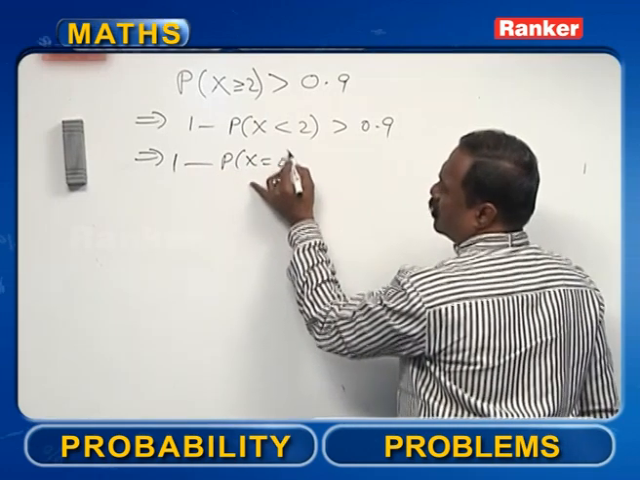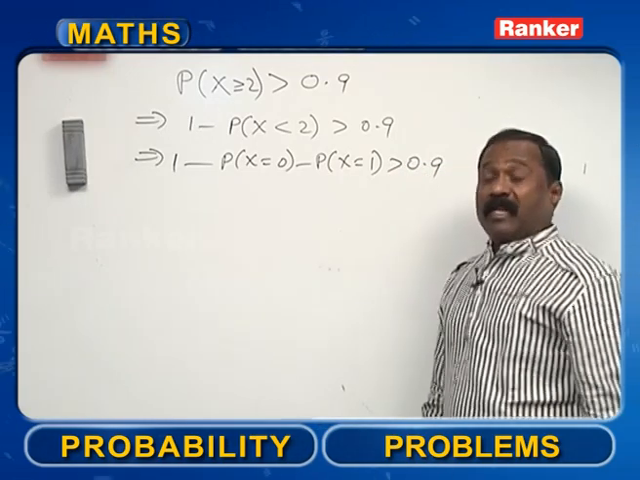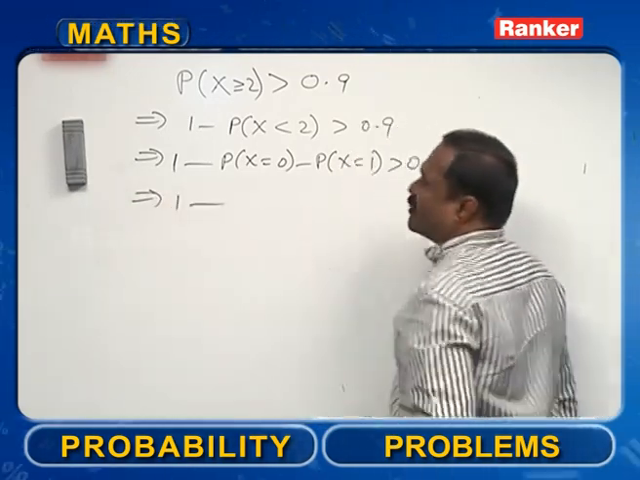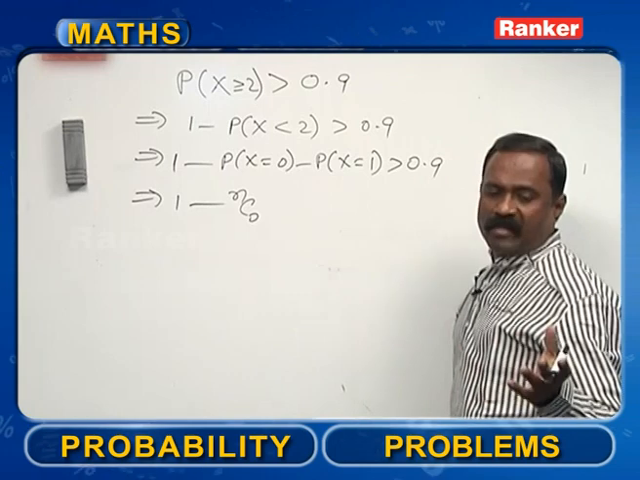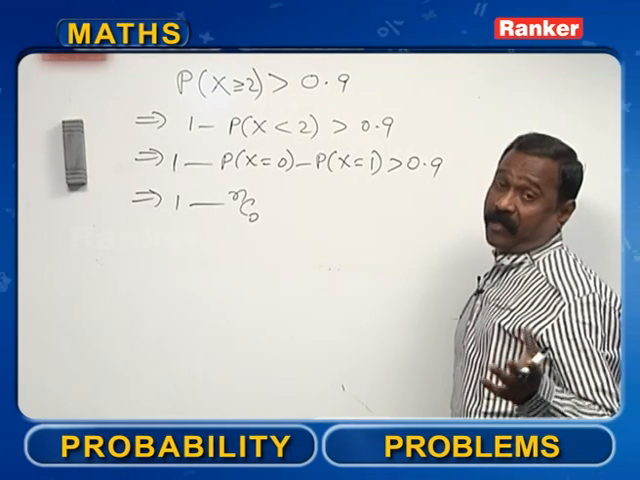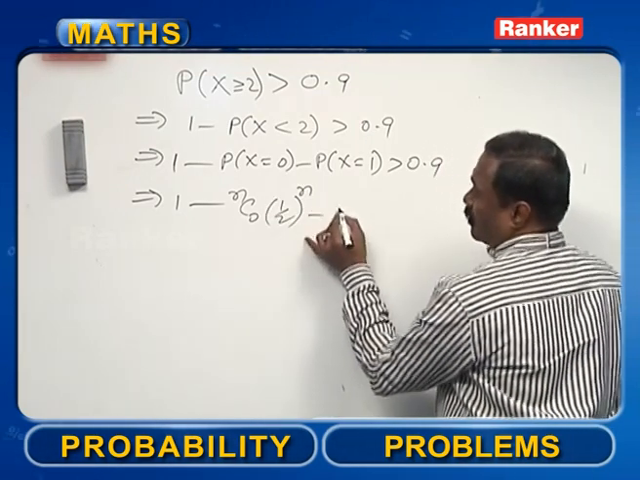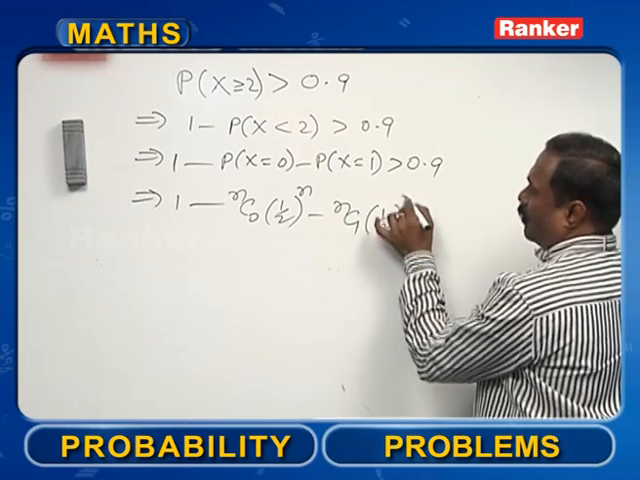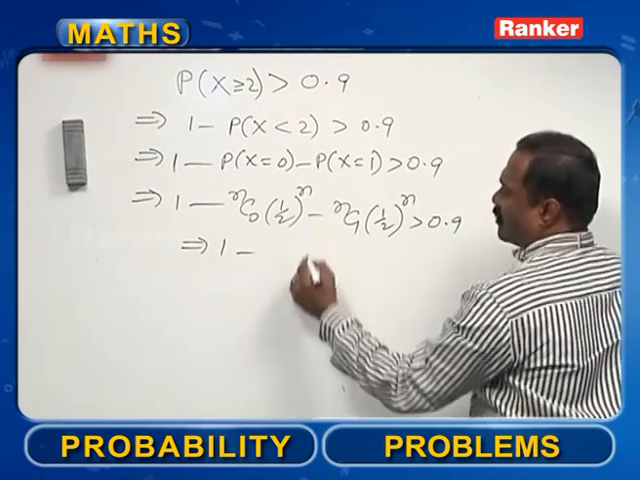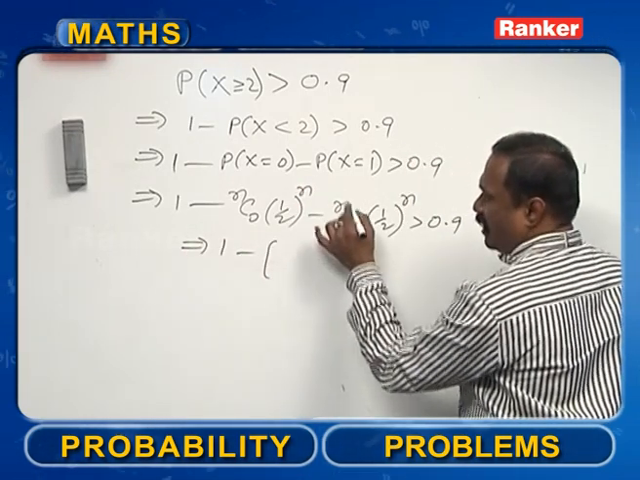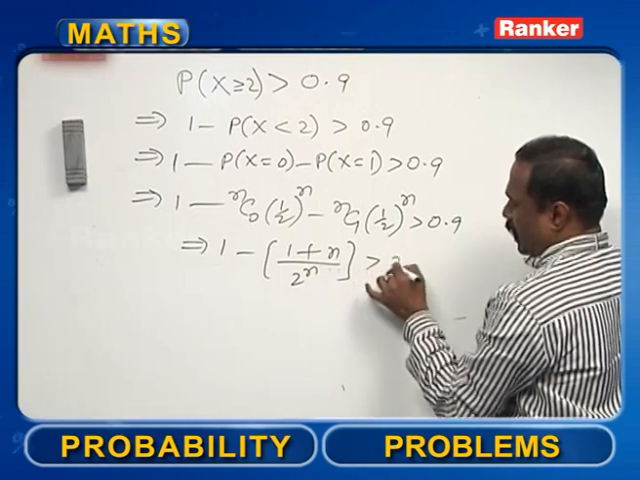It should be 1 minus p of x equal to 0 minus p of x equal to 1 is greater than 0.9. Now it is 1 minus nC0, because n is not known to us, into the probability of hitting the bridge, 1 by 2. Hitting the bridge is 1 by 2, not hitting is also 1 by 2, so both are the same: 1 by 2 whole power n, minus nC1 into 1 by 2 whole power n, is greater than 0.9. This is nothing but 1 minus, nC1 is n, so 1 plus n upon 2 power n is greater than 0.9.